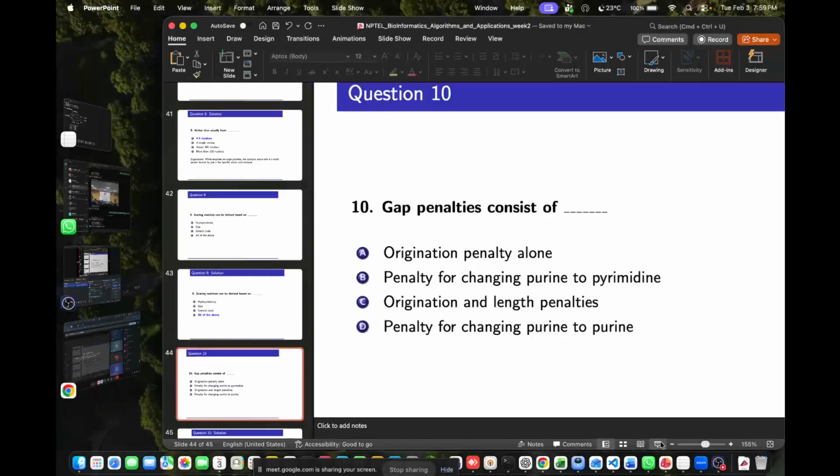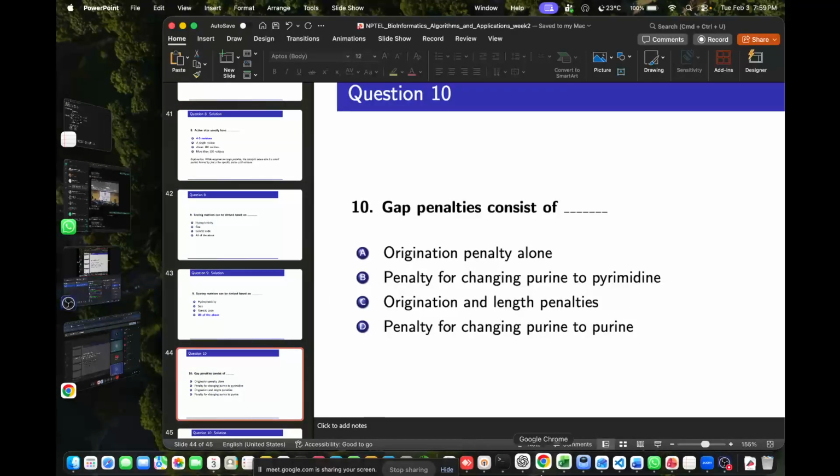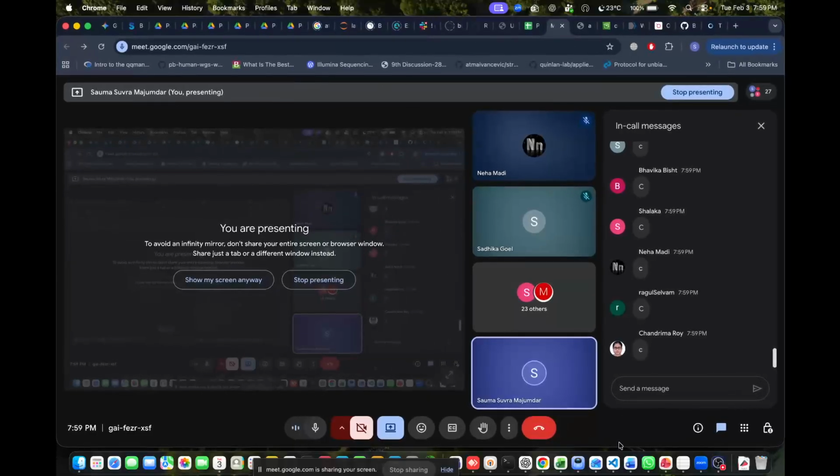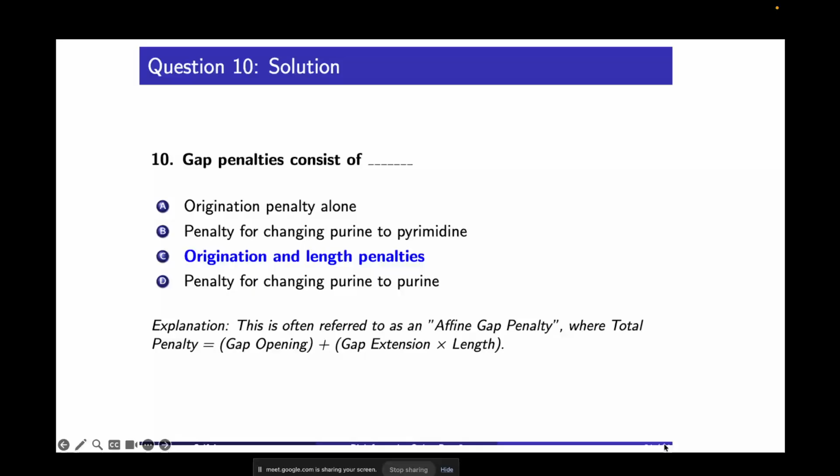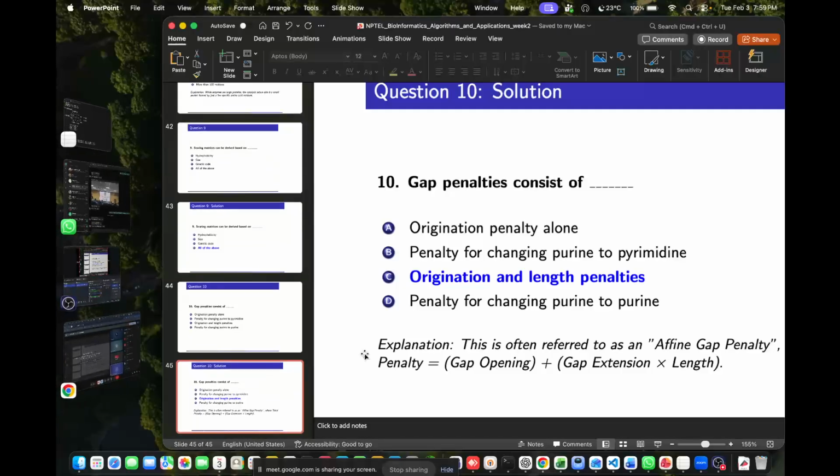Yeah, this also we discussed, I think. So you have a gap opening penalty and you have a gap extension penalty. Generally, it is given like this: gap opening plus length times gap extension. So yeah, that's correct. That's all from my side.